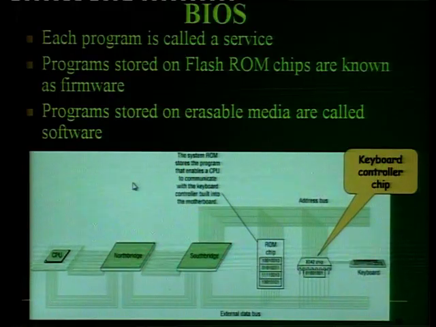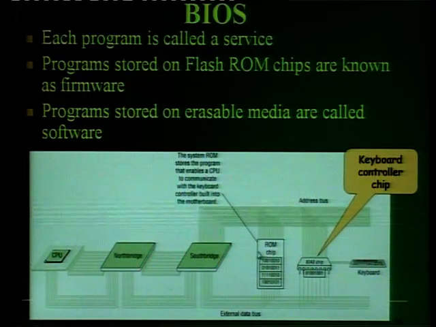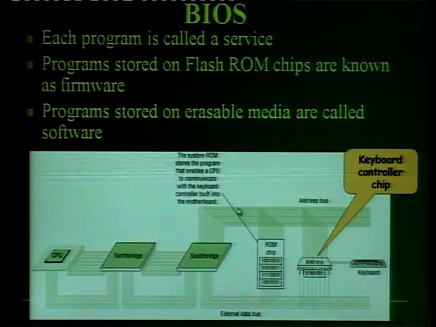Each program here we can call a service. Programs stored on the flash ROM chips are known as firmware, and the programs stored on erasable media are called software. This is the ROM chip. This ROM chip stores a program. The ROM chip consists of a program that enables this CPU to communicate with this controller chip. This is built into the motherboard itself.